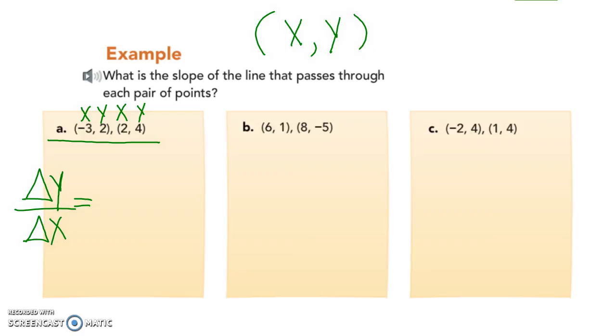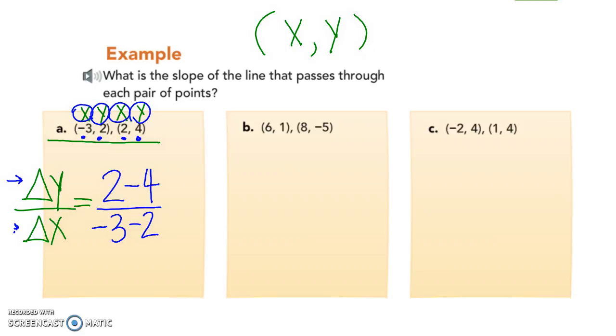And we have to go in the same order for both of the y's and then the x's. So I'm going to write down 2 minus 4, those are my y values. Now since I took the 2 first and then the 4 second, when I do my x's, I'm going to do it in the same order. So I'm going to say negative 3 minus 2. So see how we took the y's, those numbers, and put them on top here. Then we took the x's and we put them on the bottom here, subtracting them.